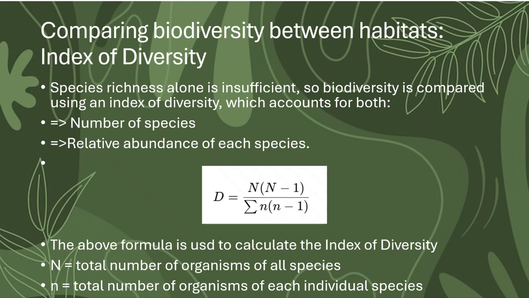Species richness alone is insufficient. So biodiversity is compared using an index of diversity, which accounts for two factors: the number of species and also the relative abundance of each species. And you can find the index of diversity using the following formula, where the capital N is the total number of organisms of all species, and the small letter n is the total number of organisms of each individual species.